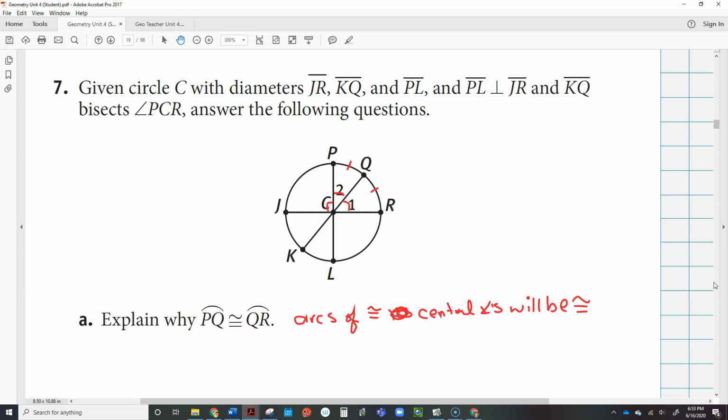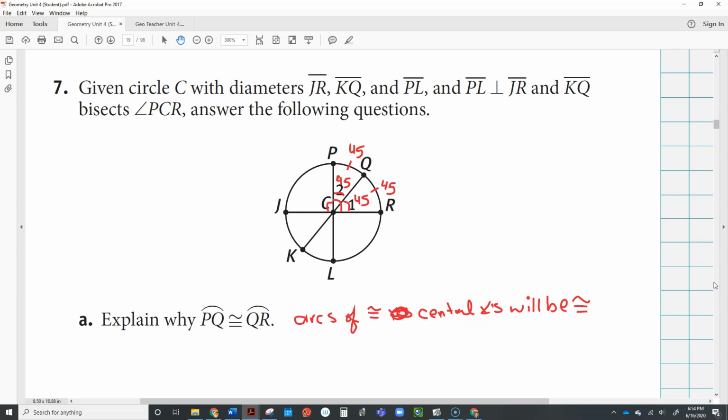if this is 45 degrees and this is 45 degrees, and I believe it is because it says that it bisects it. So this angle right here is 90 degrees. And if we cut it in half, then both of those angles are 45 degrees. Okay, and a central angle and its arc have the same measurement. So if that one's 45 degrees, then that one's going to be 45 degrees.